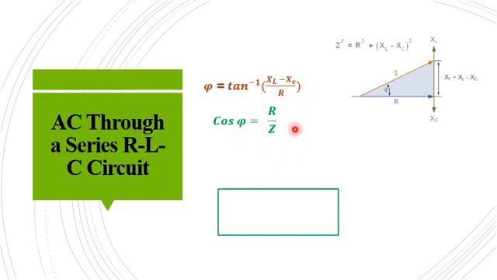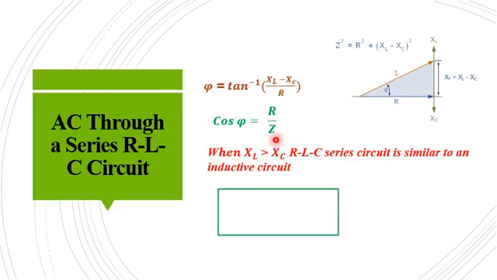So whatever be the circuit, in the case of an AC supply, the cos phi will always be equal to R by Z. Whether it is an RL circuit or RC circuit or RLC circuit, the cos phi will always be R by Z.